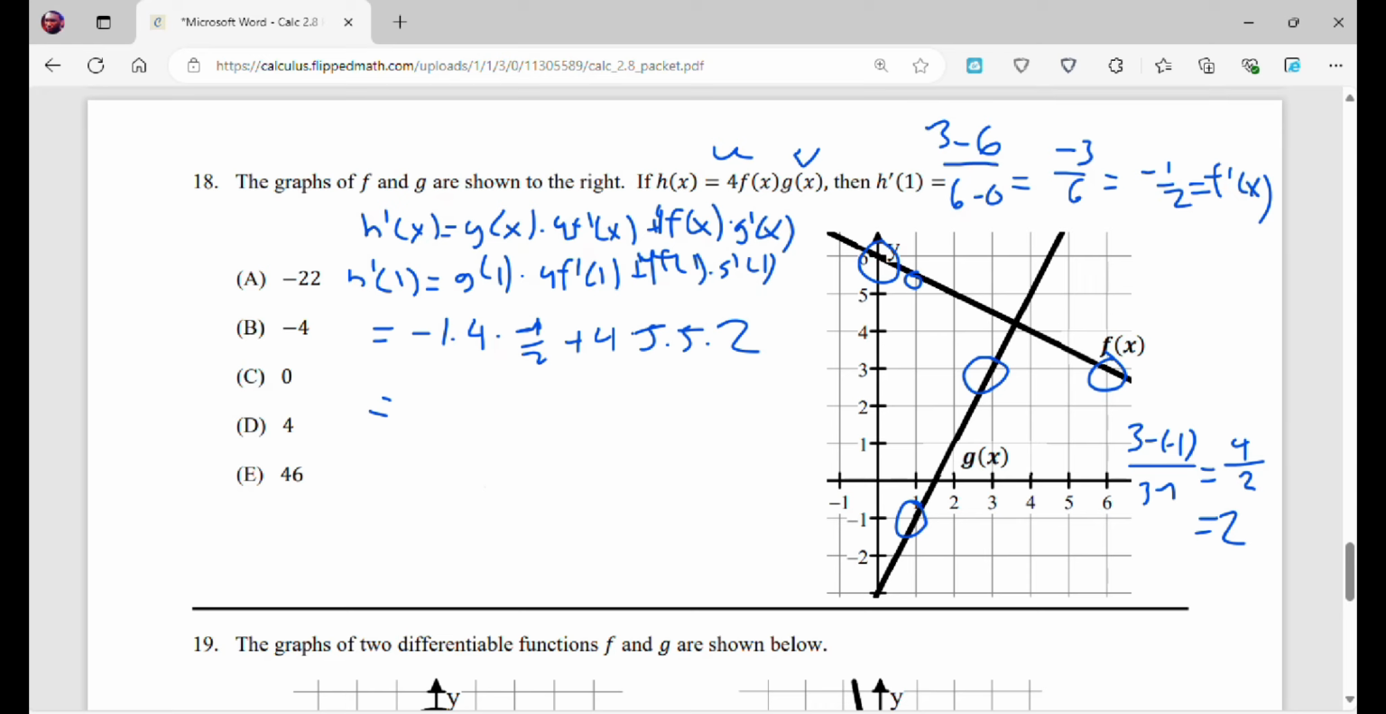-1 times 4, -4 times -1/2 plus. So 4 times 5.5. 4 times 5 is 20. 4 times 0.5 is 2. 20 plus 2 is 22. And then times 2. -4 times -1/2 is 2. 22 times 2 is 44. 2 plus 44 is 46. So answer is E.